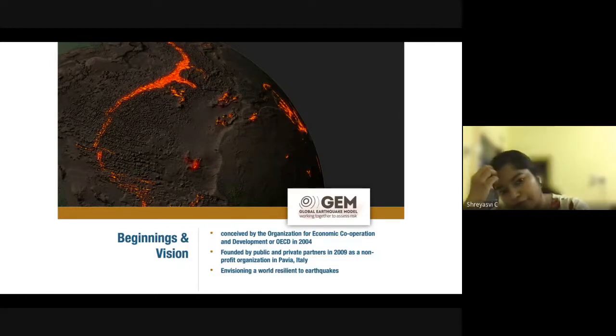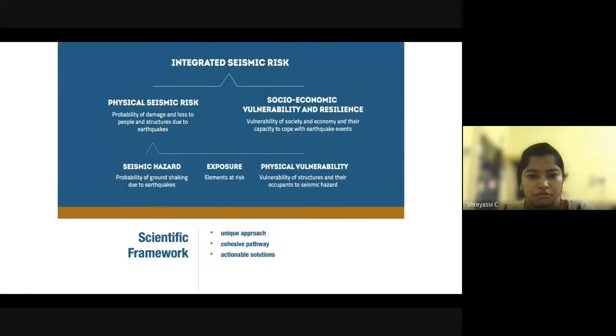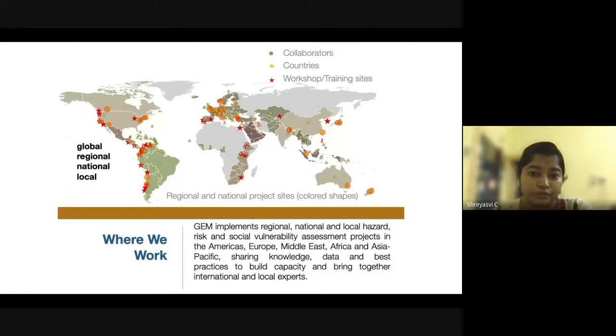A little bit about the foundation that I work for. We are a nonprofit organization based in Pavia. We have numerous partners all over the world, and we work on numerous projects in different parts of the world. Our main interest is seismic hazard and seismic risk. We have collaborators all over the world, like I said. We have some collaborators in Nepal, in northeastern India, and in northern India as well. But the collaborations we have with India are relatively less compared to other parts of the world.